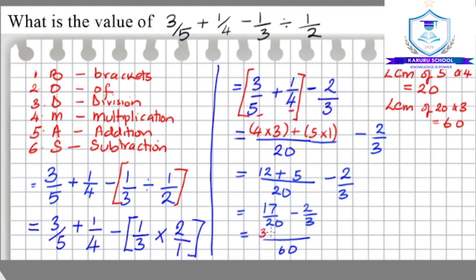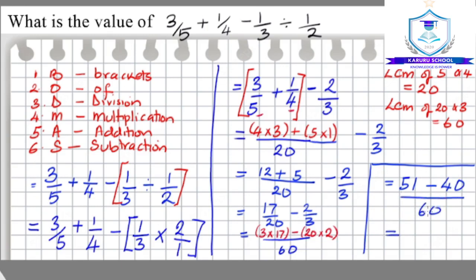So we have 3 multiplied by 17 minus 60 divided by 3 gives us 20. So in the numerator here we have 20 times 2. Upon simplification we have 3 times 17 gives us 51 minus 2 times 20 gives us 40, all this divided by 60. So when you simplify this, you have 51 minus 40 gives us 11, and the denominator becomes 60.